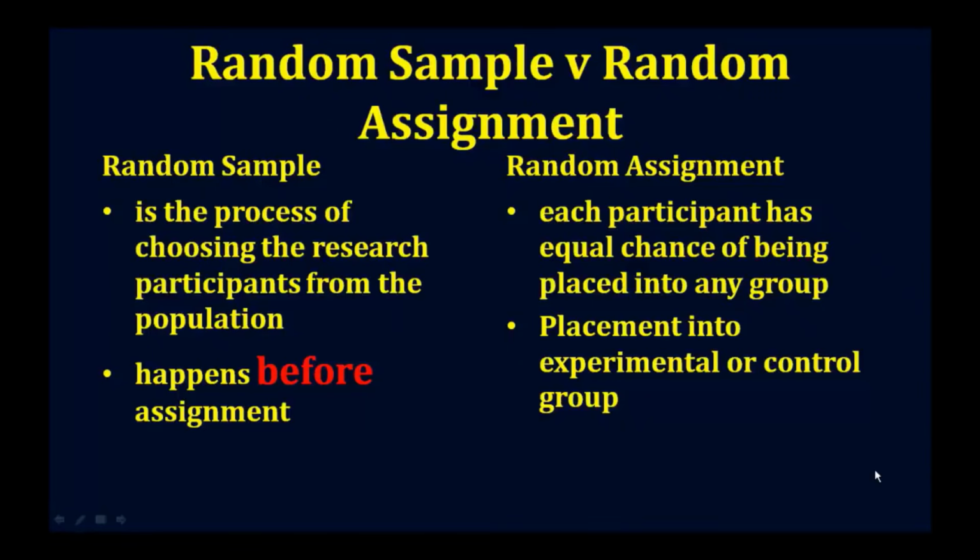And this happens before the experiment or before the survey is actually done. And then in an experiment, if you also have your groups, your control group and your experimental group, their sample subjects will be divided into either the control group or the experimental group. And this is going to be random assignment. Each participant has an equal chance of being placed into any group, whether it's placement into the experimental group or into the control group. And this happens after the random sample.